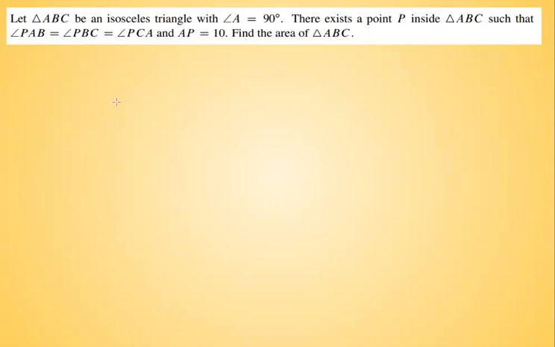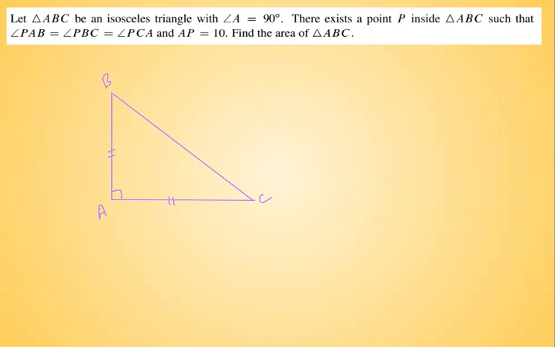So what I will do is make a right isosceles triangle, maybe something like this. It doesn't really matter how you start, as long as you follow the given information correctly, so we should be fine. Let's take these as our legs, and since we are told A is 90, that has to be A. Let's call this B and this C. And there's a point P, with angles PAB, PBC, PCA.